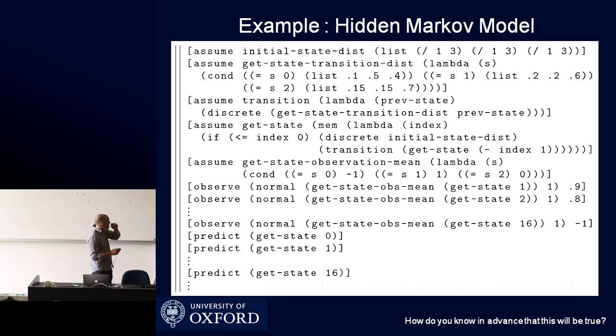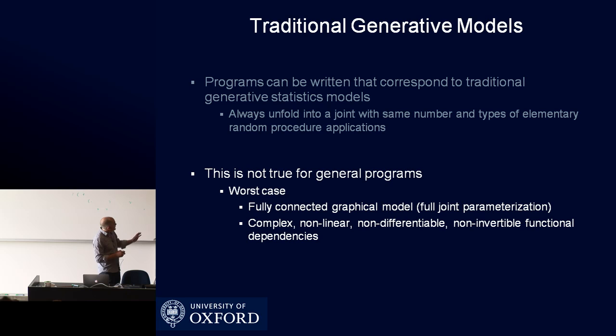Okay, so we can see that programs can be written that correspond to traditional generative statistical models that always unfold into a joint with the same number and types of elementary random procedures, but this is not true for general programs. The worst case is that you can actually write a fully connected graphical model. In other words, you have a full joint parameterization because you can have every choice and every observation depend on all previous stochastic procedure applications, the outcomes of them, right? And of course, the link functions between those can be complex, nonlinear, non-differentiable, non-invertible functional dependencies, right? Arbitrary pieces of code, okay?